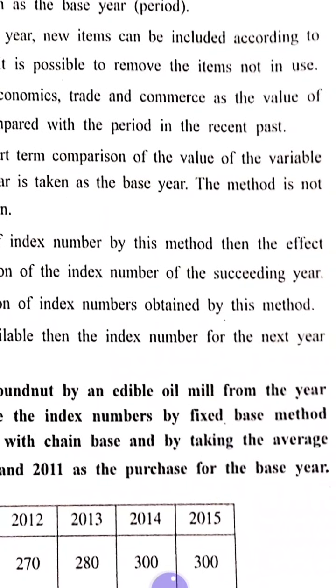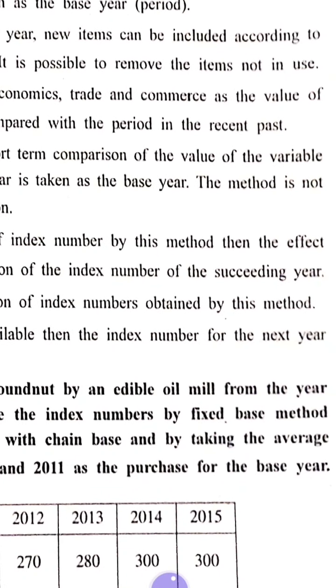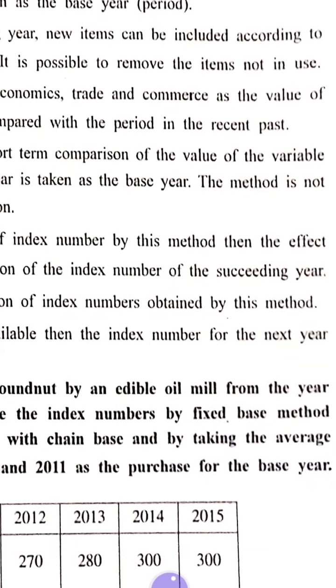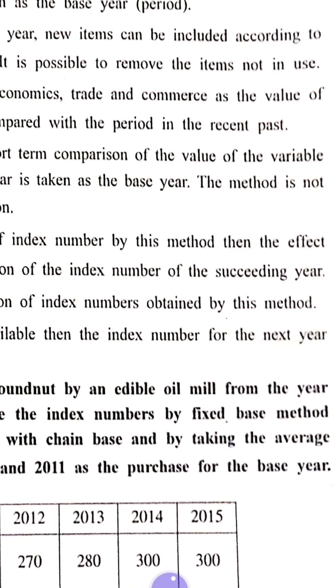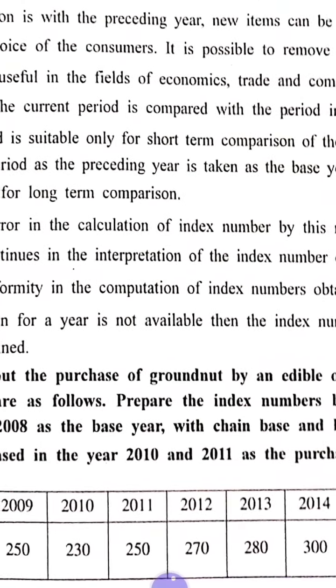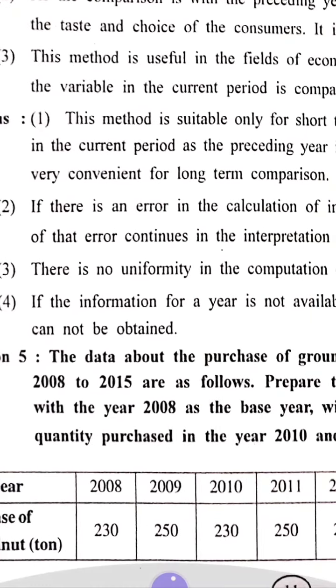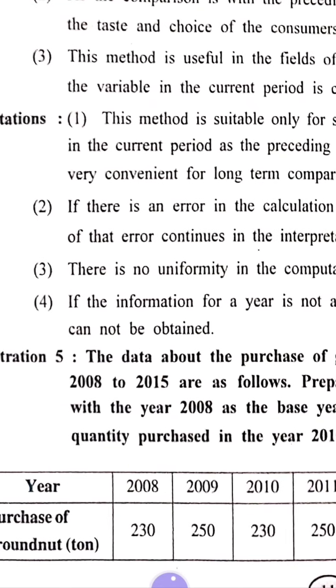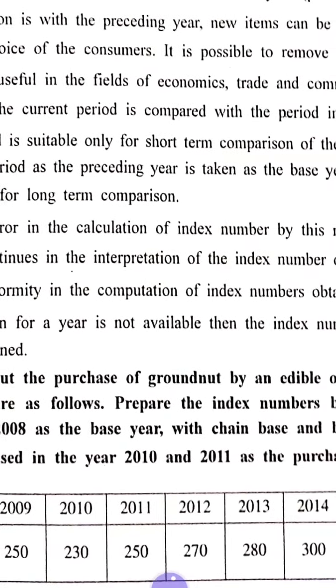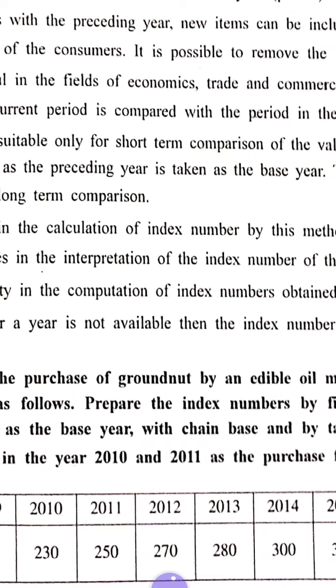Now you know the formula to find the index number by the fixed base method. That is, value of the variable of the current year divided by value of the variable of the base year, into 100. The value of 2008 you are going to take as the base year, that is 230 over here. Then the chain base method, which we have also seen: index number is equal to value of the variable of the current year divided by value of the variable of the preceding year, into 100. So that also you can find out.